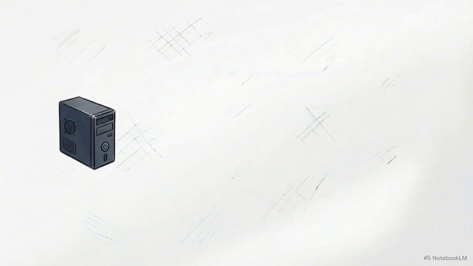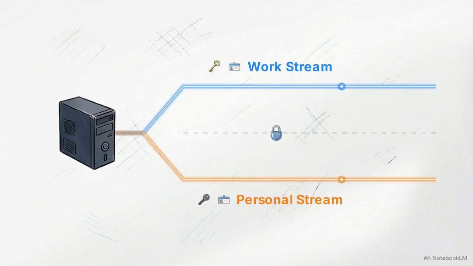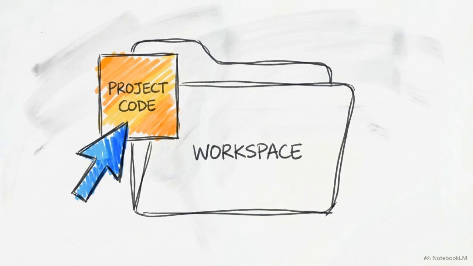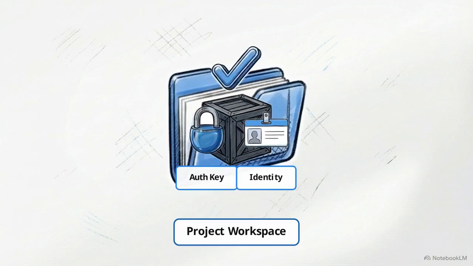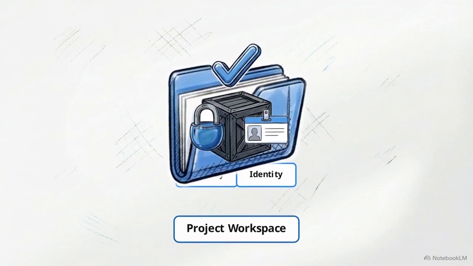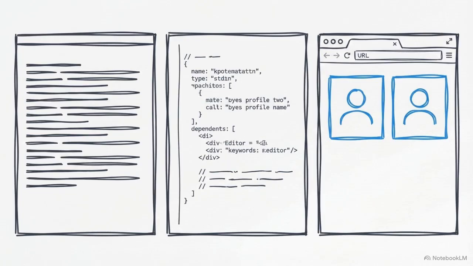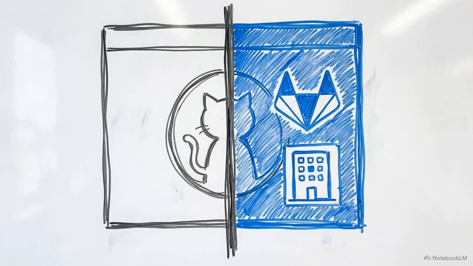We are going to build a completely isolated routing system on your local machine. By the end of this setup, the simple act of placing a repository into a designated folder will automatically apply the correct cryptographic key and author identity. No manual switching required. To execute this, you need 3 things: an open terminal window, a basic text editor, and access to at least 2 different Git accounts, like a personal GitHub and a corporate GitLab.